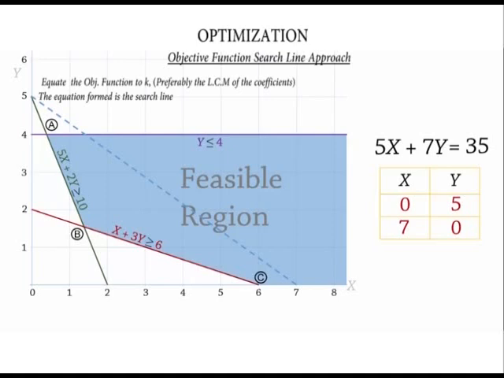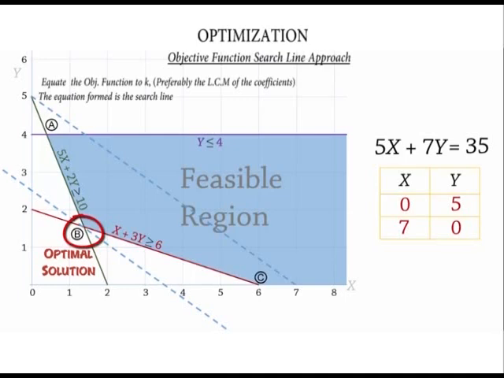Now, when we want a minimization solution, we move the search line downwards towards the origin 0, 0, parallel to itself. If it's a maximum solution, we move the search line upwards away from the origin parallel to itself. The last point that the line touches before leaving the feasible region is the optimal solution point. So let's move the search line downwards parallel to itself. So you can see it passes points A and C, and obviously point B is the optimal solution.